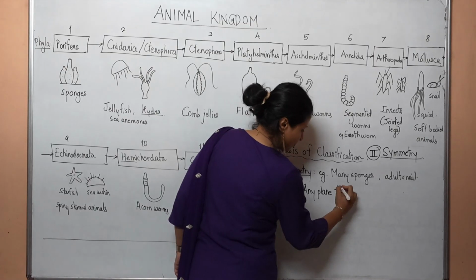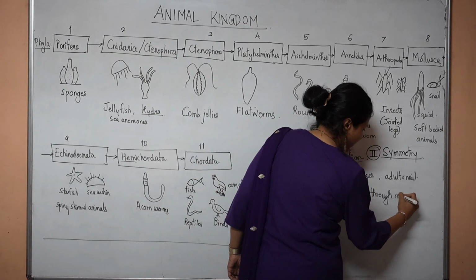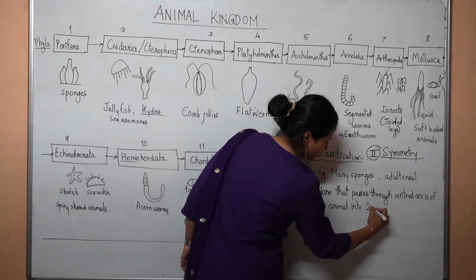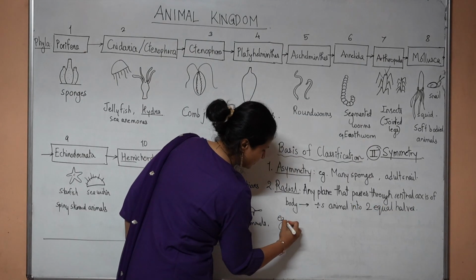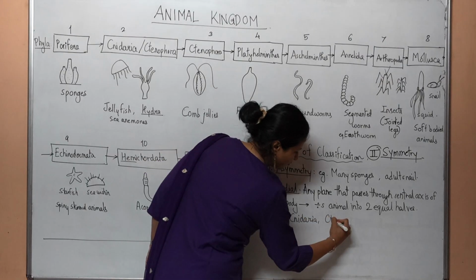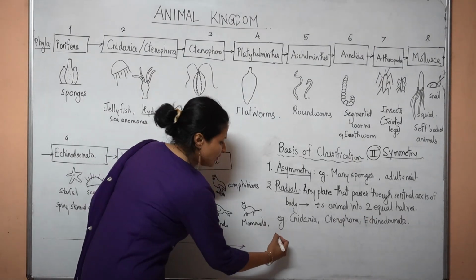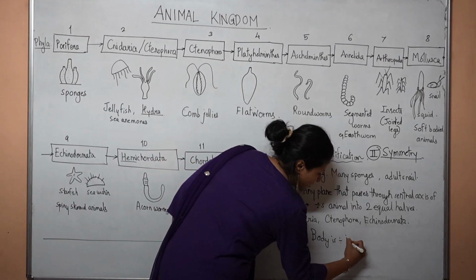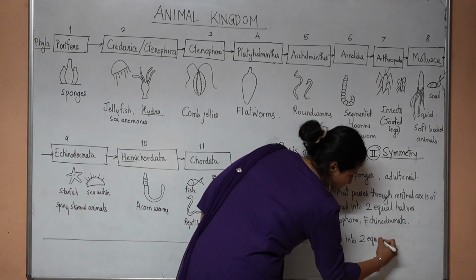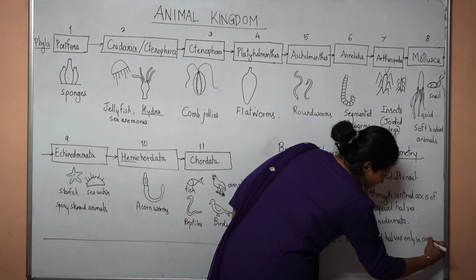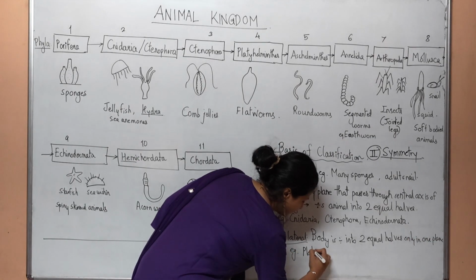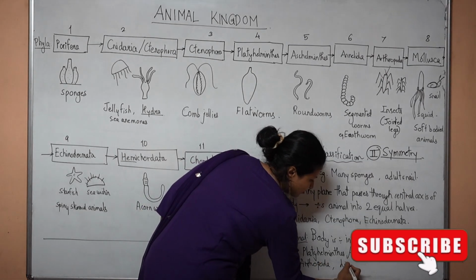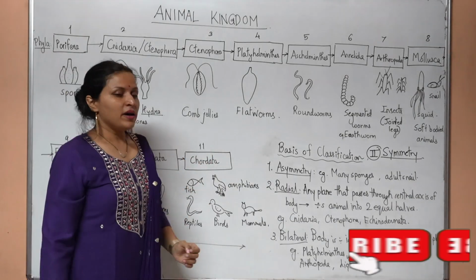In radial symmetry, any plane that passes through the central axis of the body divides the animal into two equal halves, and this is seen in the cnidarians, ctenophores, echinoderms. And then we have the bilateral symmetry, where the body is divided into two equal halves only in one plane. Examples are platyhelminths, aschelminths, annelids, arthropoda, hemichordata. All the chordata will have bilateral symmetry.